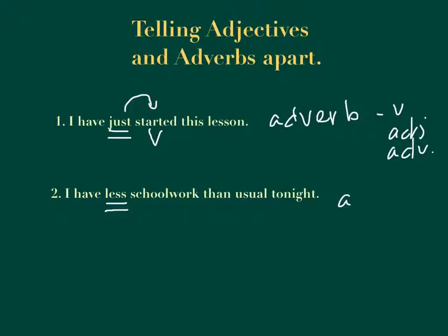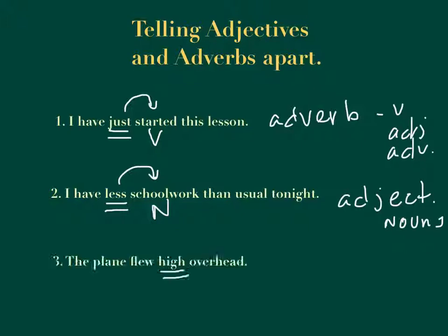Alright, good. If you identified less as an adjective, then you are correct. And the reason why less is an adjective is because it's modifying schoolwork, which is a noun. And that's what adjectives do. Adjectives modify nouns. An adverb will never modify a noun, because that's the job of an adjective. Alright, let's take a look at another sentence and see how you do on that.